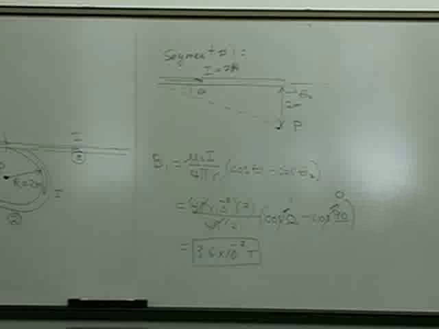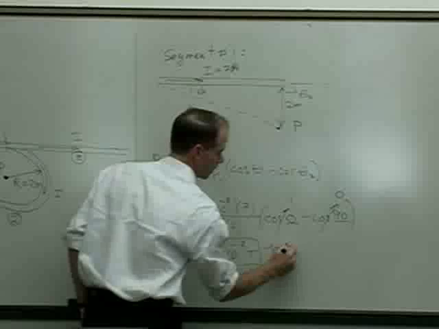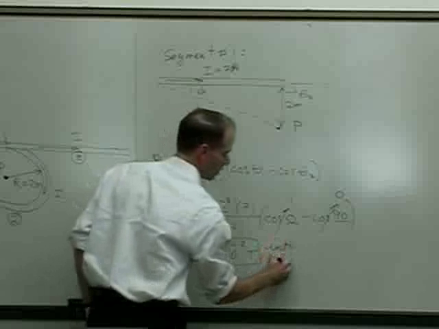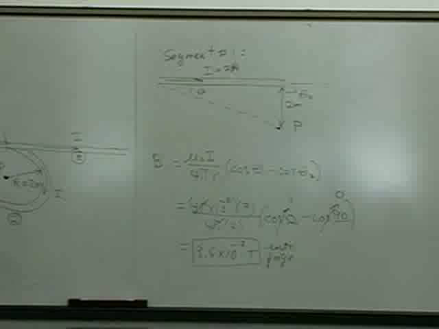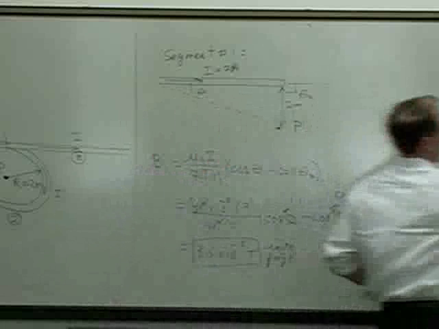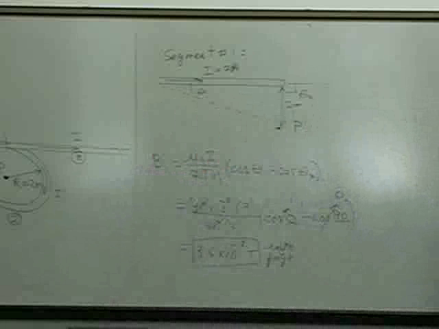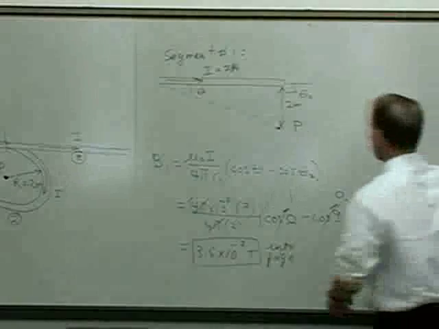Into or out of the page? Into the page, by the right hand rule. So point in the direction of the current, and everything below this current is going to be into the page, including point P. All right. Look at segment number two.